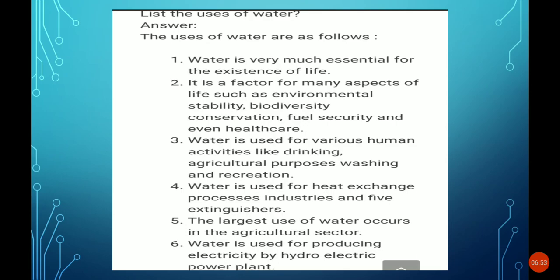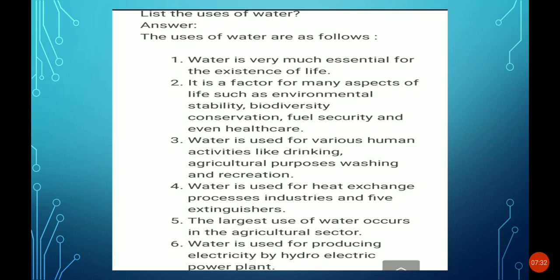And what are the uses of water? So the uses of water are as follows. Water is very much essential for the existence of life. Do you know that very well? And it is a factor for many aspects of life, such as environmental stability, biodiversity, conservation, fuel security, and even healthcare. And water is used for various human activities like drinking, agriculture, washing, and recreation. Water is used for heat exchange processes, industries, and fire extinguishers.